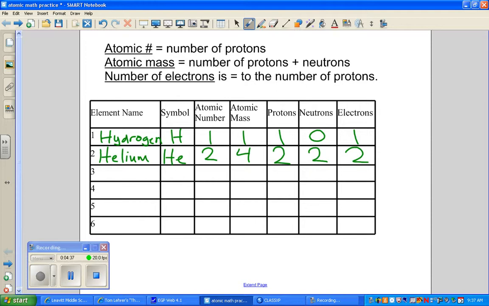All right, I'm going to pause. You can make your table, and then we will continue doing some more together before I have you do the ones that we have left on your own.